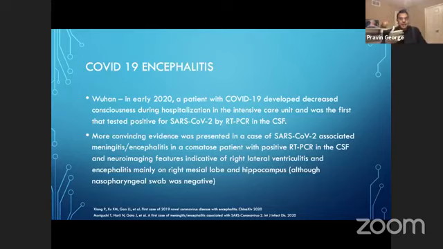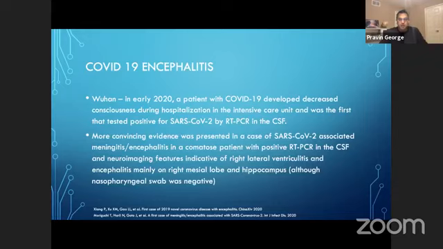The other thing is that it could have been secondary to a traumatic lumbar puncture with contamination of the CSF sample or something like that. So that can't be excluded. Looking into more studies, though, there was more convincing evidence presented in a case of meningitis and encephalitis in a comatose patient with a positive PCR in the CSF, and neuroimaging indicative of right lateral ventriculitis and encephalitis mainly in the right mesial lobe and hippocampus. So this is more of that viral type of encephalitis that we would look for in a patient with a positive PCR in the CSF.